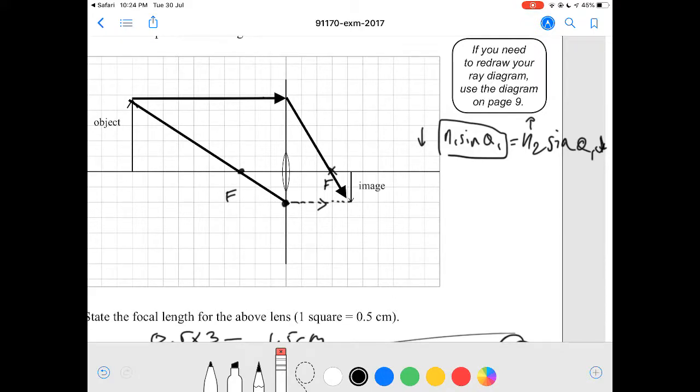If we decrease the refractive index, then this will increase, and this will increase. I just skipped ahead in the video, sorry guys, apologize for this.